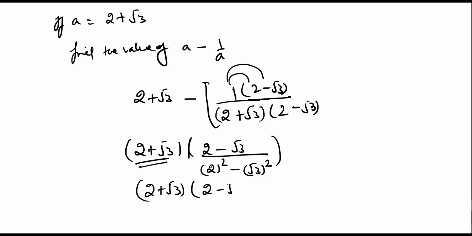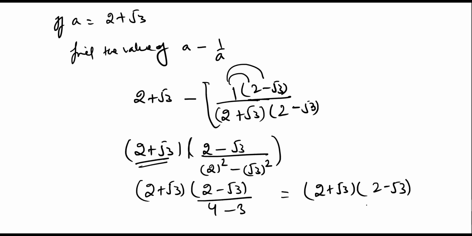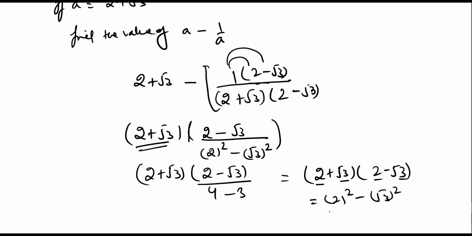And it will be 2 minus root 3 upon the square of 2 is 4 and that of square of root 3 is 3. This will be 1 only. So this will be 2 plus root 3 into 2 minus root 3, and I'm not writing 1 in the denominator because 1 in the denominator does not have any meaning. Again, this is a plus b, a minus b. This will be 2 square minus root 3 square. Again, 2 square is 4 and minus root 3 square is 3. So you will get only 1. Got it? Note it down.